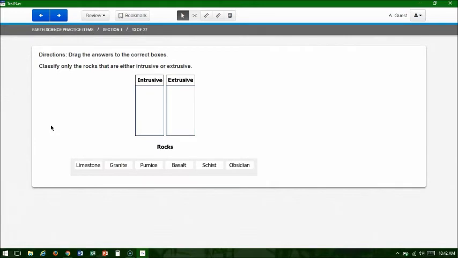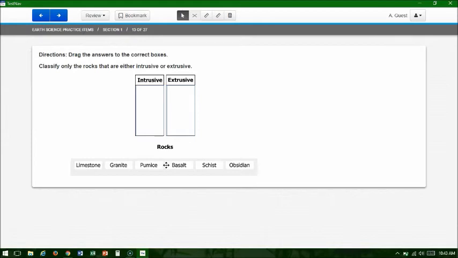Number 13. Drag the answers to the correct boxes. Classify only the rocks that are either intrusive or extrusive. Now there are 6 rocks here, but intrusive and extrusive refer to a type of igneous rock. Not all of these rocks are igneous. So the 2 rocks that we're not going to classify are limestone, which is an example of sedimentary rock, and schist, an example of metamorphic rock. The other 4, granite, pumice, basalt, and obsidian, are examples of igneous rocks.